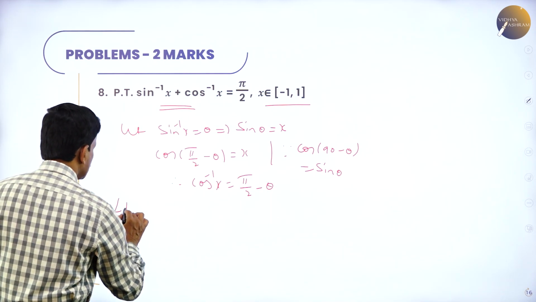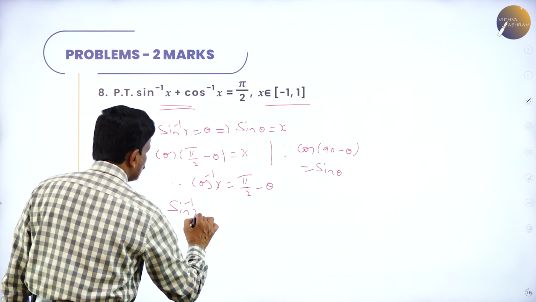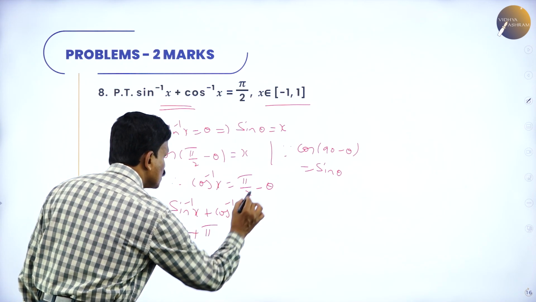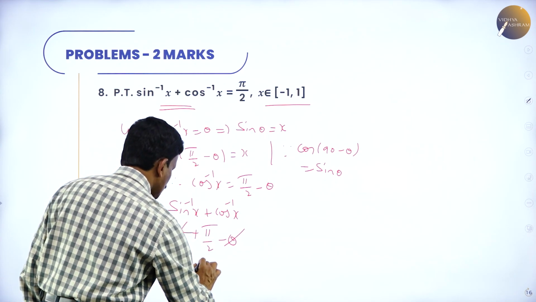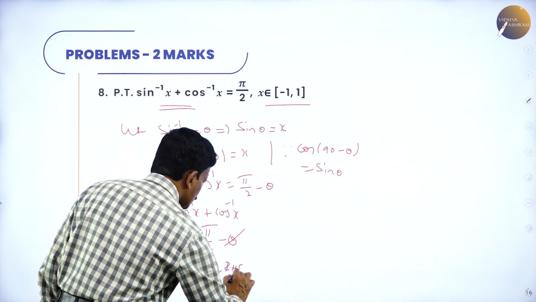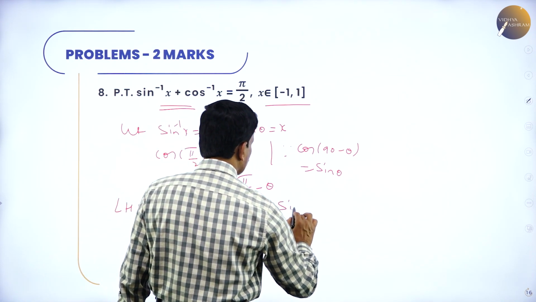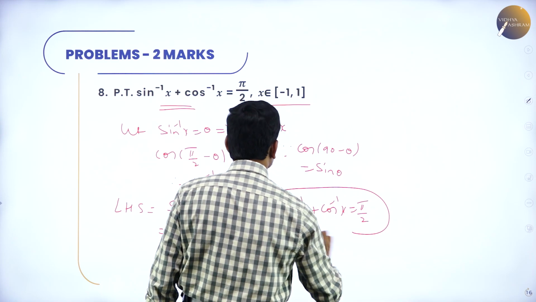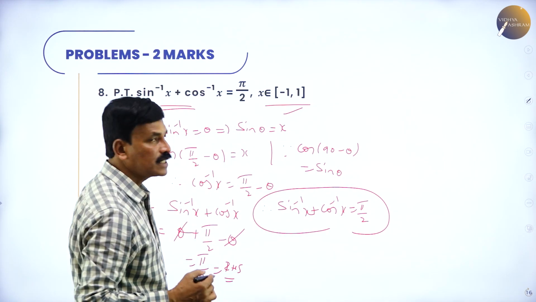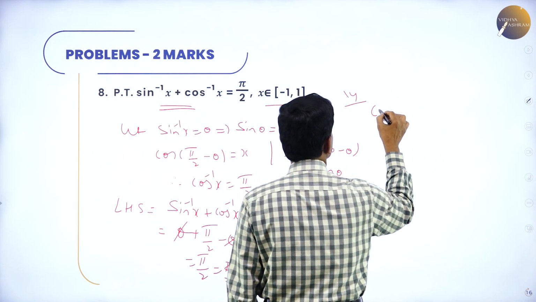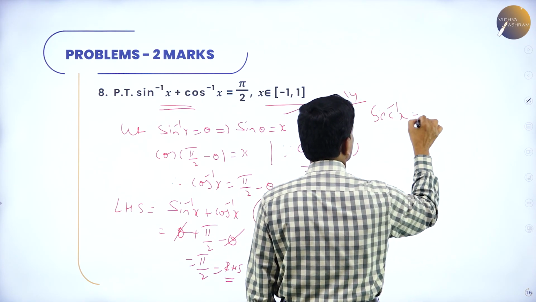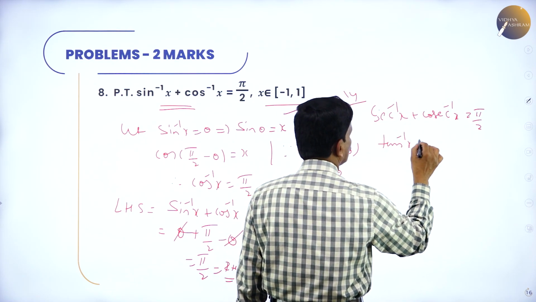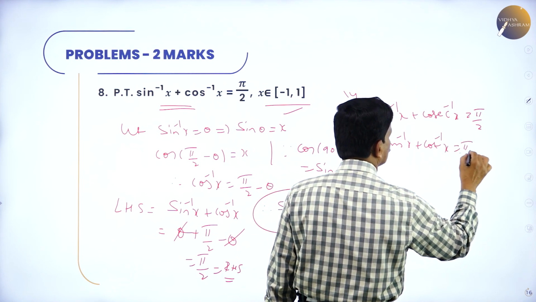Now take LHS. What is LHS? LHS is sin inverse of x plus cos inverse of x. What is sin inverse x? Theta. What is cos inverse x? Pi by 2 minus theta. Minus theta plus theta gets cancelled. Pi by 2, that's equal to RHS. So therefore, we can say sin inverse of x plus cos inverse of x is equal to pi by 2, where x belongs to minus 1 comma plus 1. Similarly, secant inverse x plus cosecant inverse x is also equal to pi by 2, and tan inverse of x plus cot inverse of x is also equal to pi by 2.